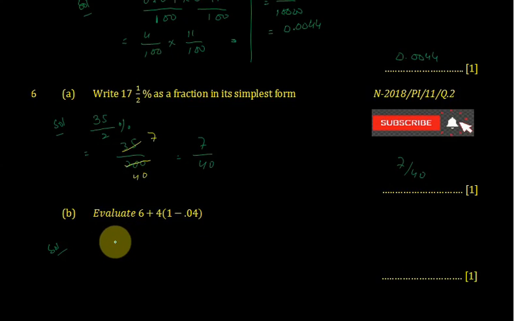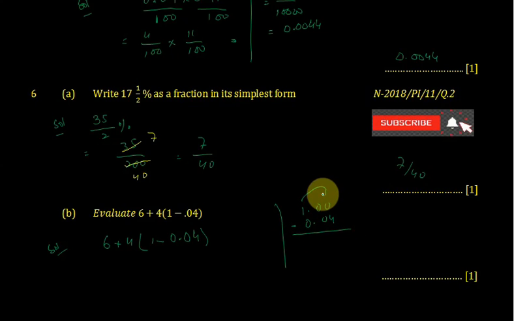Evaluate 6 plus 4 bracket 1 minus 0.04. So it is 6 plus 4 into 1 minus 0.04. In the rough column it is 1.00 minus 0.04. So 1 is there, so it becomes 10, 9, 9, 0. 9 minus 0, and the decimal, so it is 0.96.